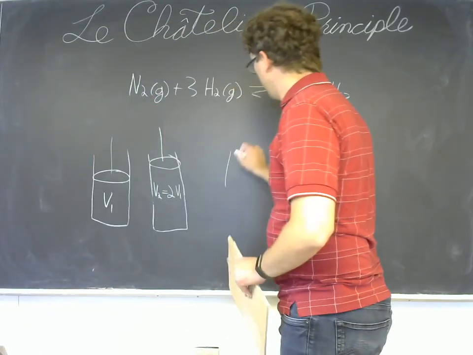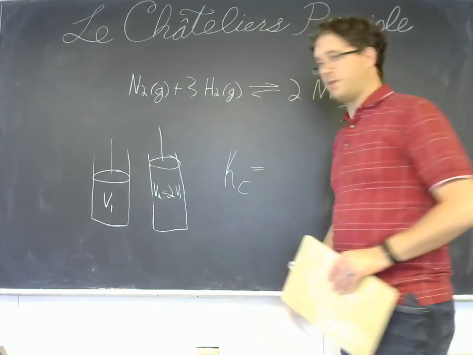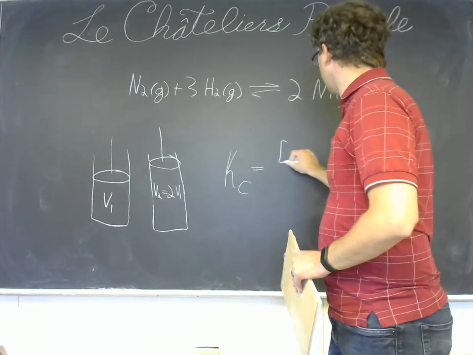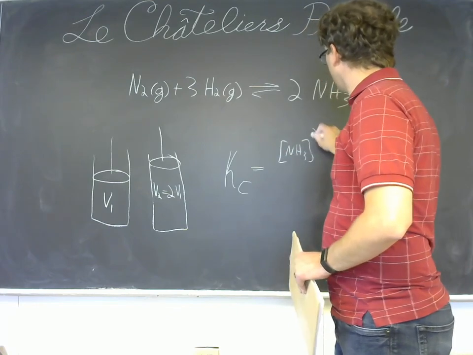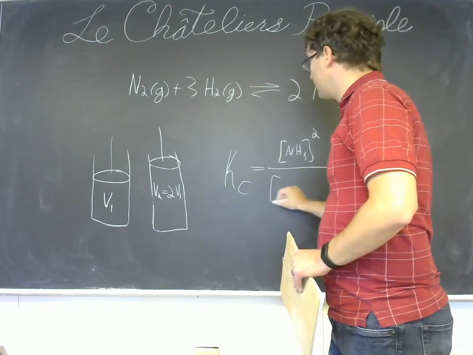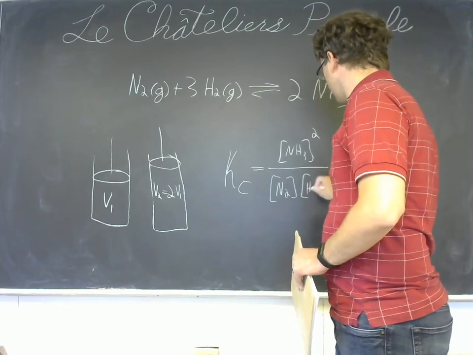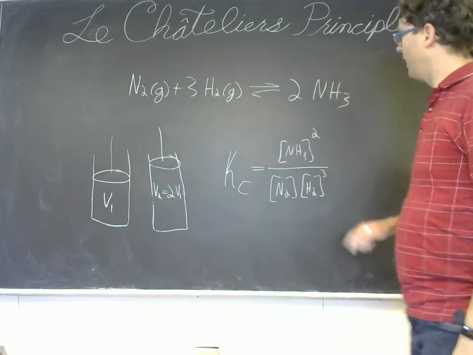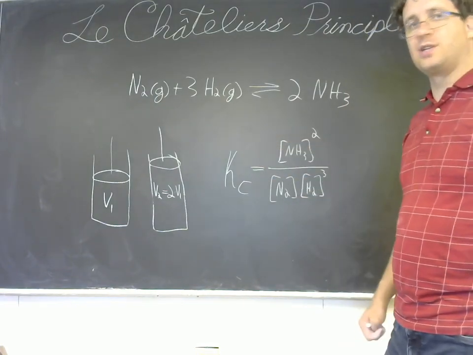So we know that under our original equilibrium conditions, we had the concentration of NH3 squared over the concentration of N2 times the concentration of H2 cubed. Okay, that is what our original equilibrium condition was.